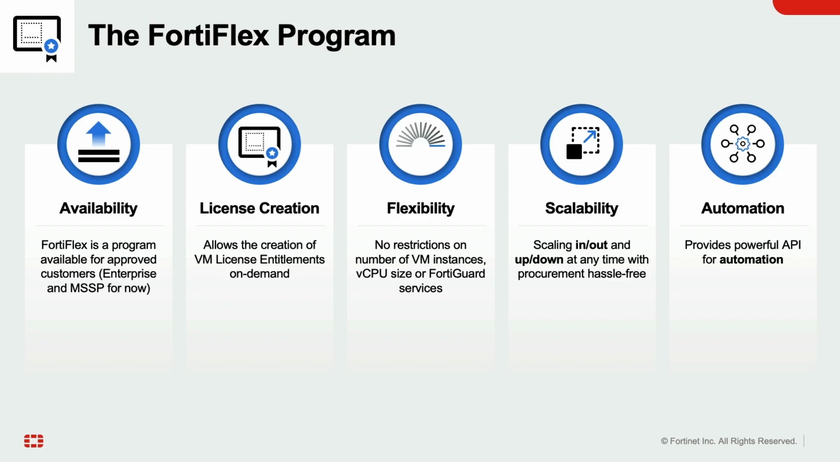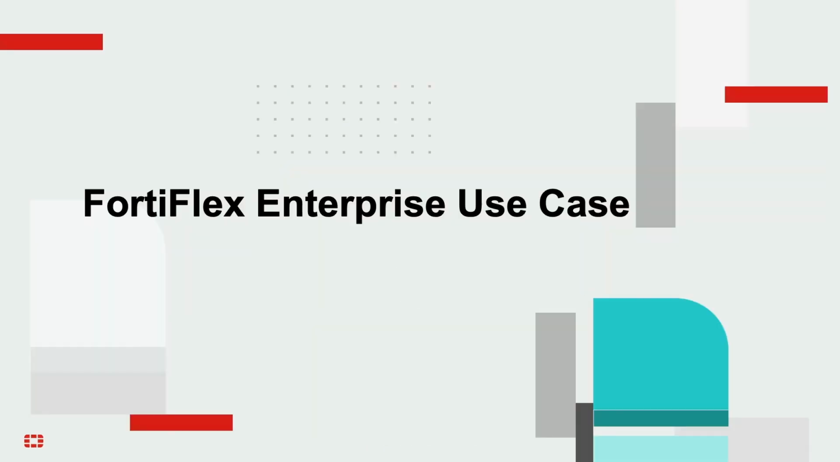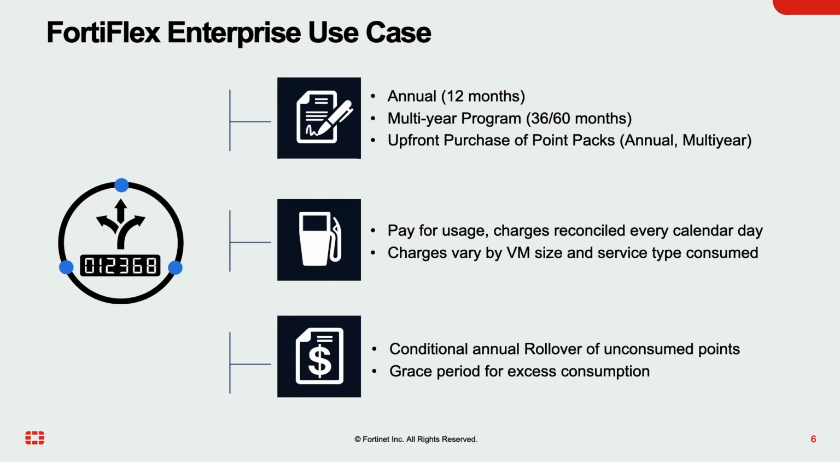FortiFlex brings flexibility when creating license entitlements, as there are no restrictions on CPU size, FortiGuard services, and the number of licenses that can be created. This allows customers to create as many licenses as needed and set whatever CPU size and services required. A prepaid purchase of point packs with 12, 36, or 60 months term is best suited for FortiFlex enterprise use cases.